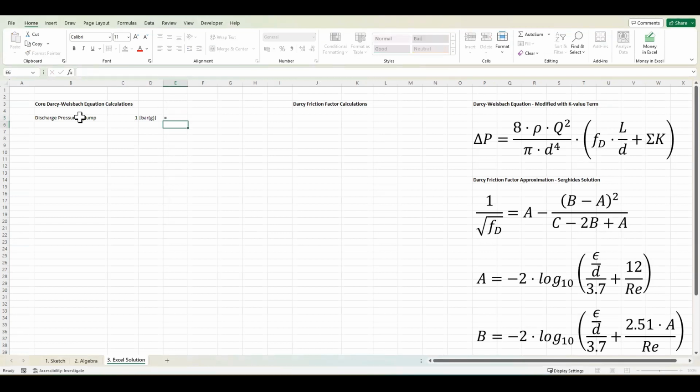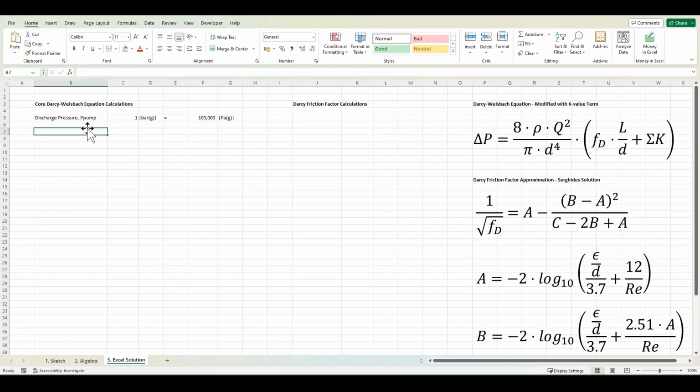Now for this, I'm going to work in SI units, so I'm going to convert everything to SI units. Sometimes it's more convenient to work in non-SI units like bar, for example, just because they're easy to write down. 1 bar is 10 to the 5 pascals, so it's a lot easier to write down 1 rather than 1 times 10 to the 5 or 100,000. So I'm just going to do that.